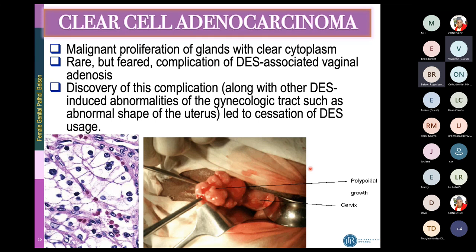So the clear cell adenocarcinoma is the one we are talking about, which was associated with diethylstilbestrol. So this is a malignant proliferation of glands with clear cytoplasm, as you can see here. You can see these cells, their nuclei are round and blue. Around them, you have a clear space, which is the cytoplasm. The name clear cell carcinoma comes from how they appear on histology. And clinically, this is a tumor. Of course, it will not be white because it is vascularized and so on. Here it is protruding through the vagina, coming out to the vulva.